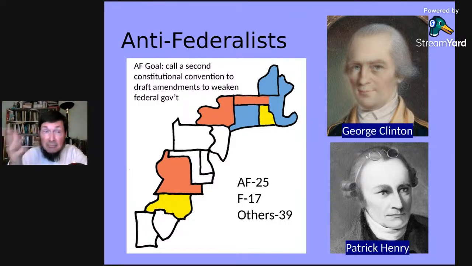Interestingly enough, after the federal government was initiated, he actually switched sides and became a Federalist.